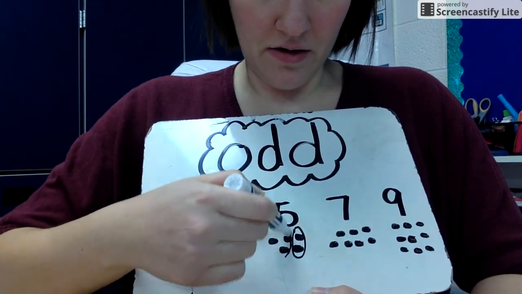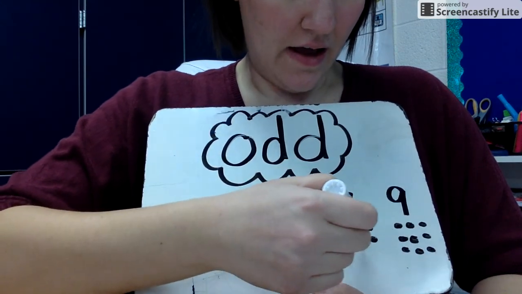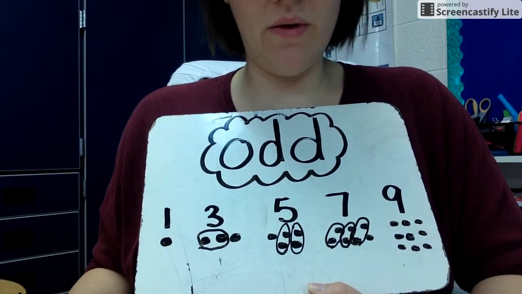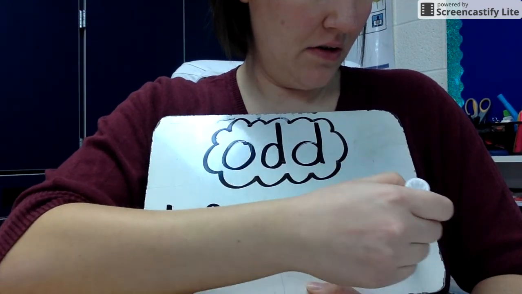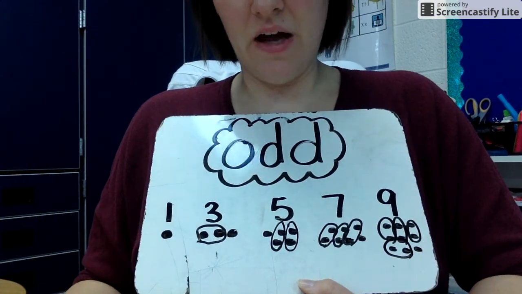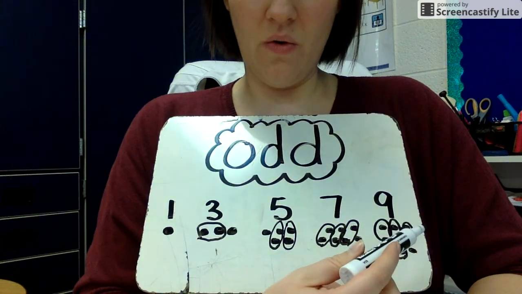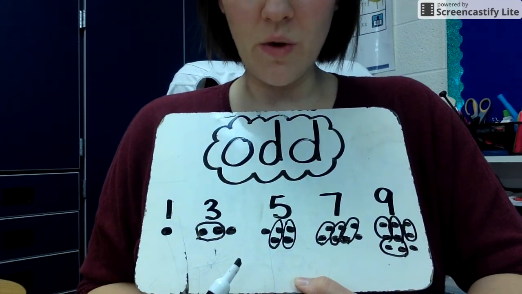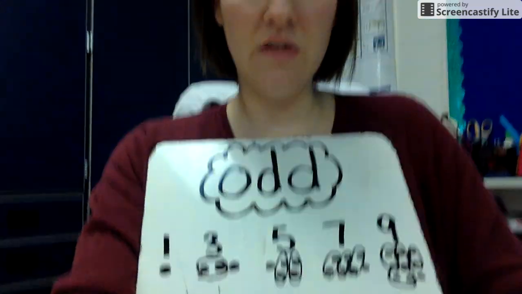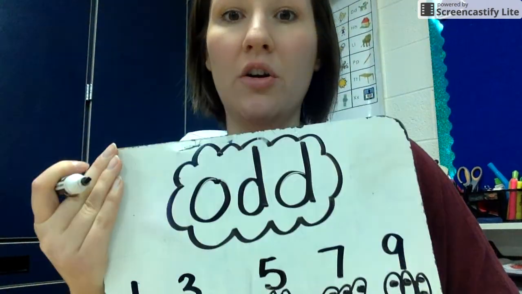5, I can make these partners, but there's 1 left out. Same with 7. If I make them into groups, 1 is always left out. And 9, I can make partners with all of them, but one of them is left out. So it's an odd number when it's 1, 3, 5, 7, or 9, because if I make them partners, there's always one that's left out. There's an additional one. It can't be made into even groups of 2. So odd numbers mean they can't be put into partners or groups of 2.